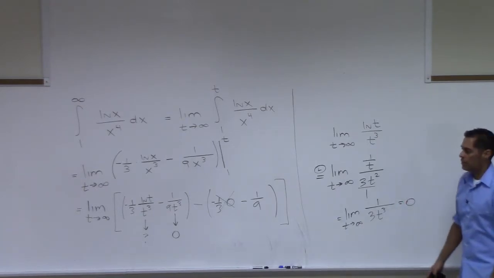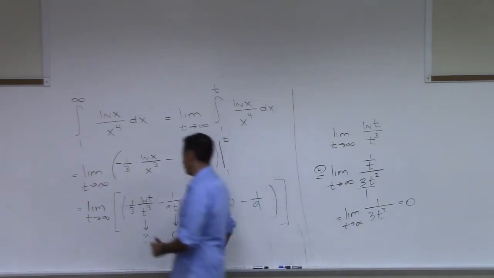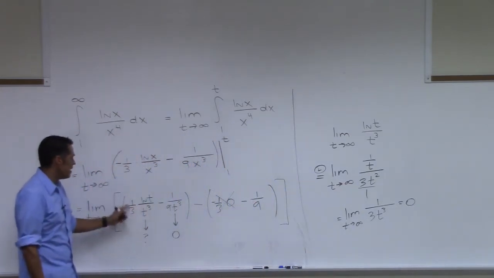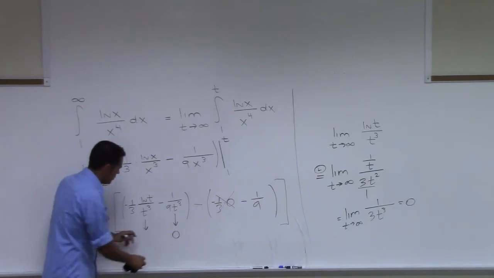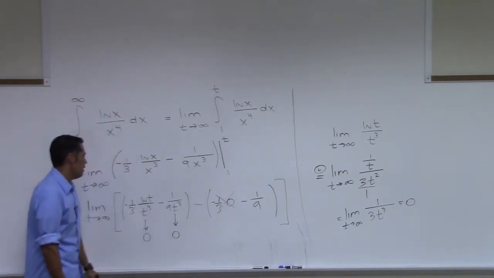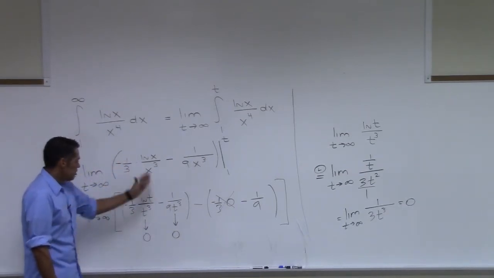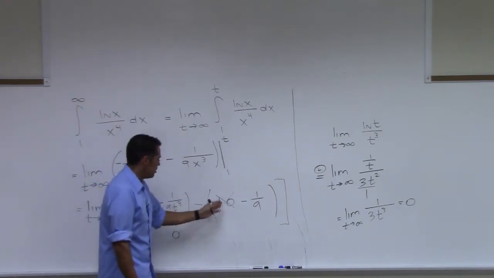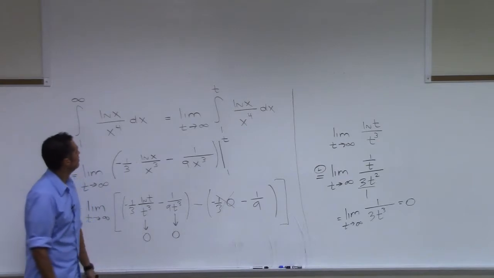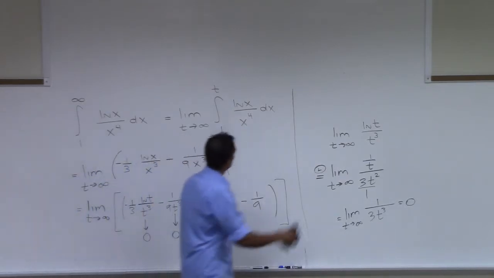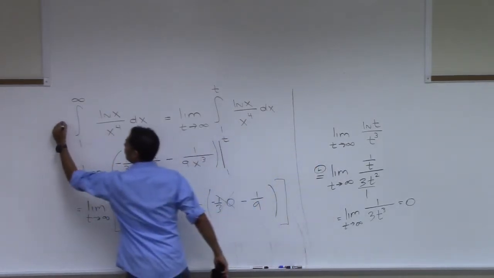Okay. So now we know what this does. This goes to 0, so now that negative 1/3 really doesn't matter anymore, right? So we know this goes to 0. So that goes to 0, that goes to 0, and this was minus 0 minus 1/9, so the answer is 1/9. That's it, yeah, this is 1/9.